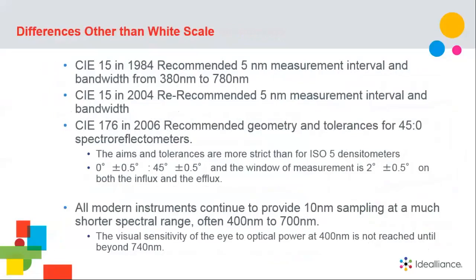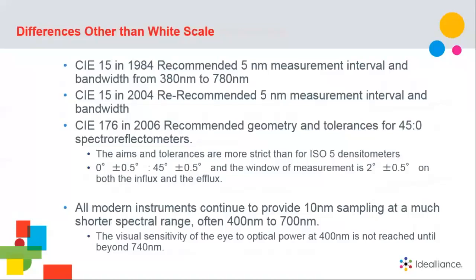In 2006, CIE 176 recommended geometry changes and tolerances for 45 degree, 0 degree reflectometers. And by the way, note the symbology here. That was also recommended in 2004, that we switch from the old slash notation, which means illumination and view, so it's visual based, to the ISO notation of the colon. Interesting. Okay. The aims and tolerances now should be more strict even than those for a densitometer.